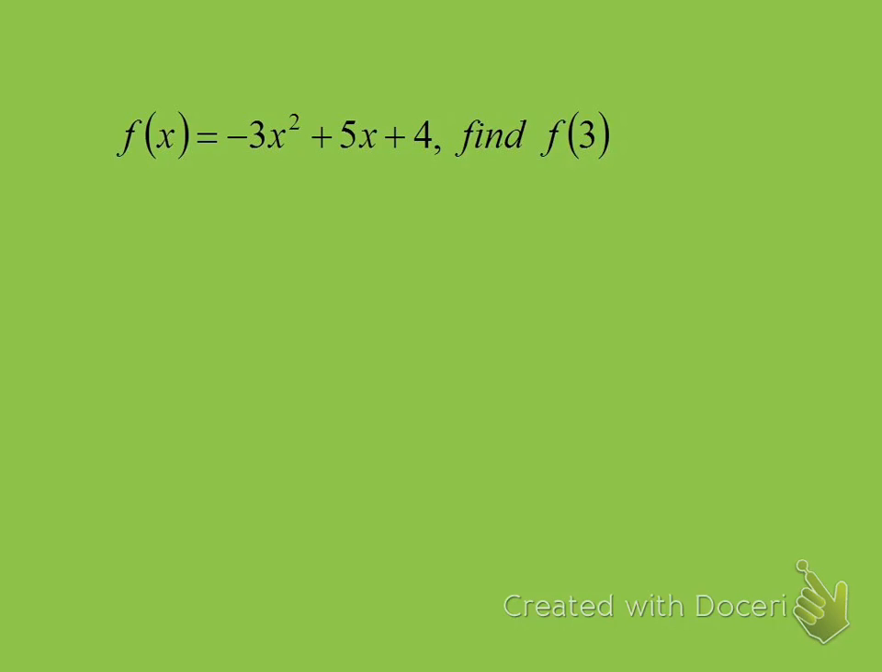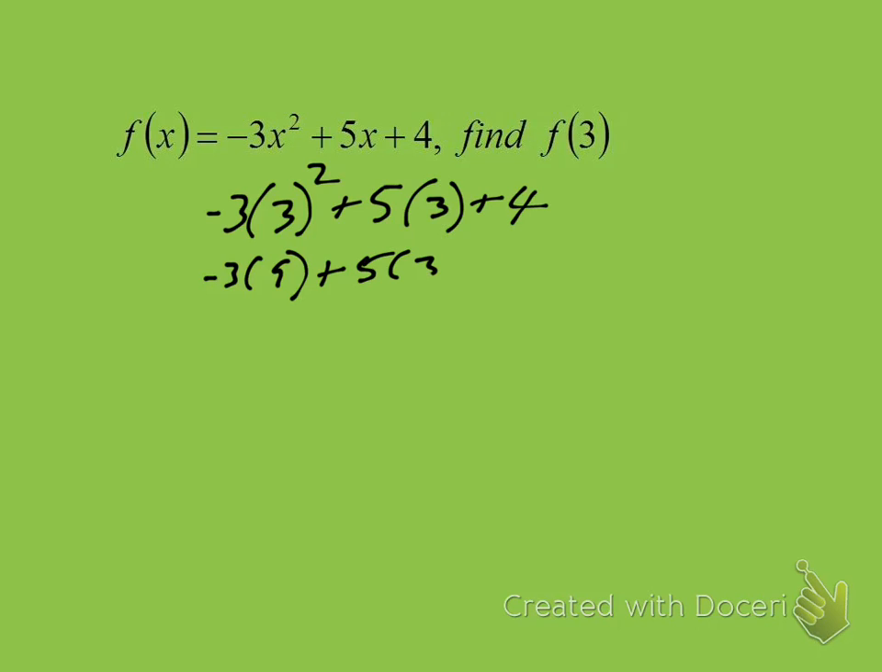Plug 3 in for all your x's. -3 times 3 squared plus 5 times 3 plus 4. And then do your order of operations. So square 3 first, which gives you 9.